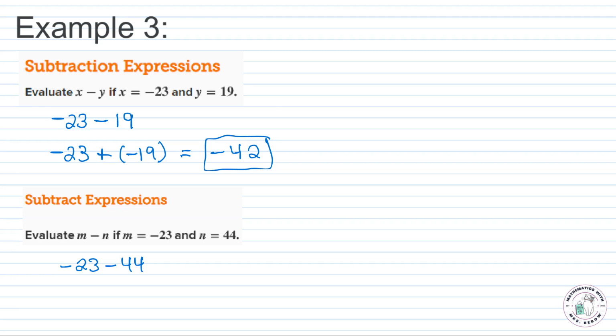And then we're going to follow that trick we've been saying throughout this whole video. Keep, change, change. Keep the negative 23, change subtraction into addition, change that 44 into its opposite, so negative 44. And then because these are the same sign, we're going to add like normal. So negative 23 plus negative 44, we're just going to add 23 plus 44, so that ends up being 67. And because again, they're both negatives, this will be a negative 67.